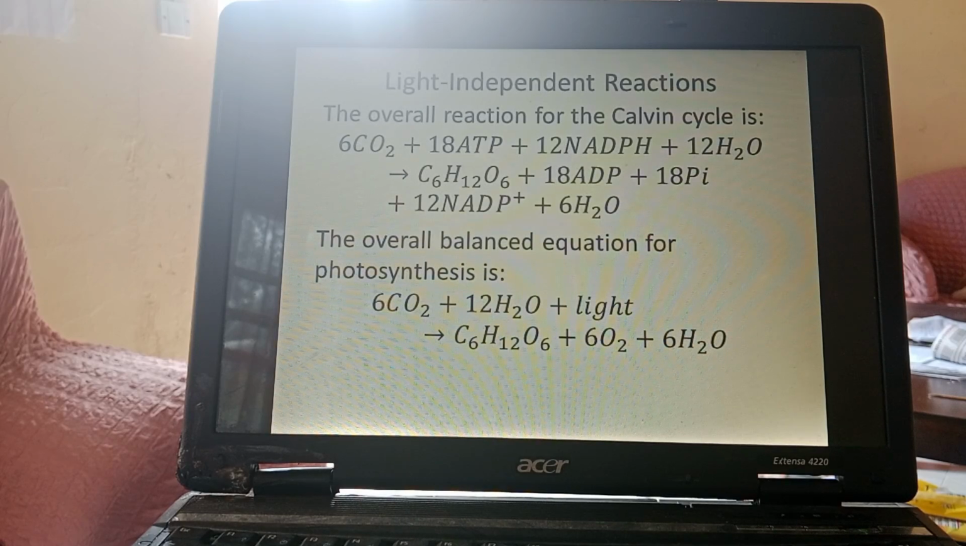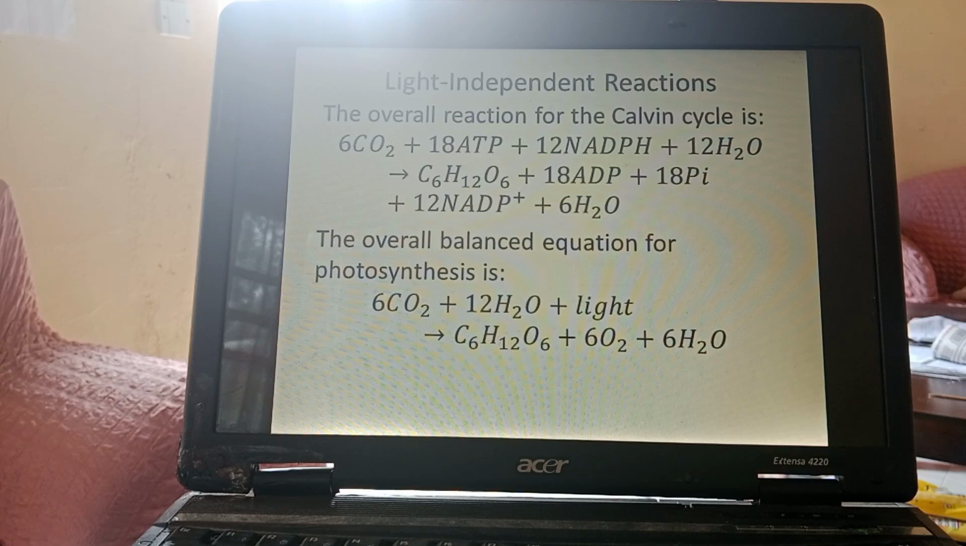Light-independent reaction. The overall reaction for the Calvin cycle is 6CO2 plus 18 ATP plus 12 NADPH plus 12 H2O gives you C6H12O6 plus 18 ADP plus 18 Pi plus 12 NADP plus 6 H2O. We'll give you the meaning of those later. I can even decide to give the meaning of them at the end of this lesson.